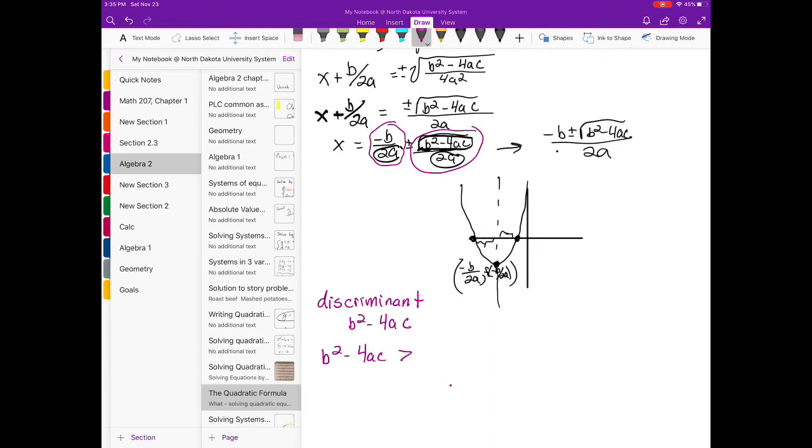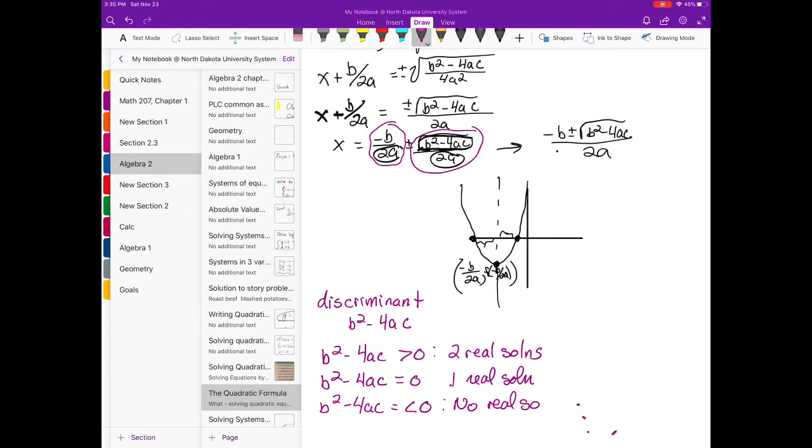If b squared minus 4ac is greater than 0, then we have two real solutions. If b squared minus 4ac is equal to 0, we have one real solution. And if our discriminant, b squared minus 4ac, is less than 0, or negative, we have no real solutions. This makes sense if you think about it.